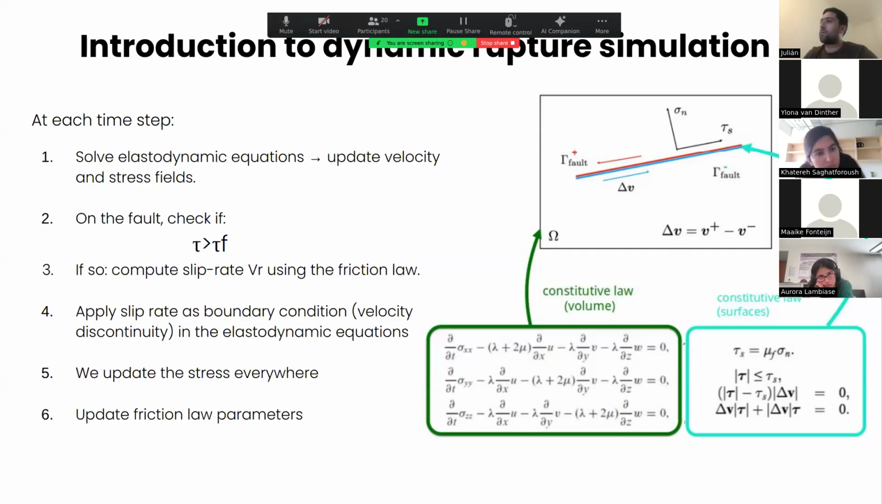So basically, during the simulation, at each time step, we solve the elastodynamic equation to update the velocity and the stress tensor. On the faults, we evaluate if the shear stress is larger than the fault strength. And if that is the case, then we compute the slip rate using the friction law. And then we apply the slip rate as a boundary condition in the elastodynamic equation, and we update the stress everywhere, and also, if needed, the friction parameters.